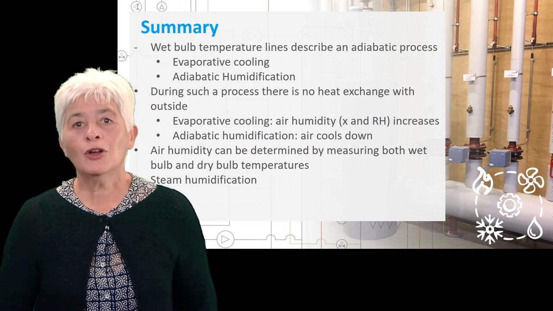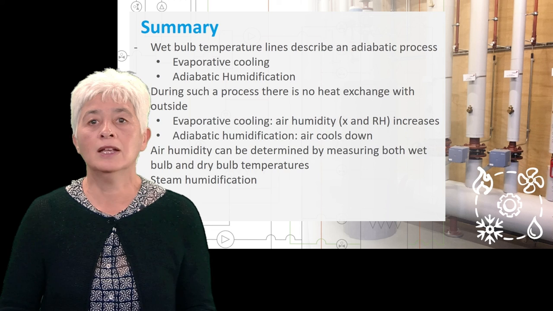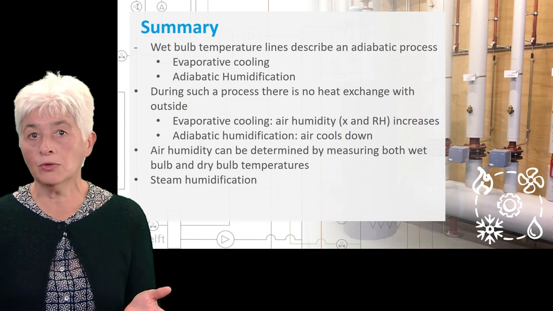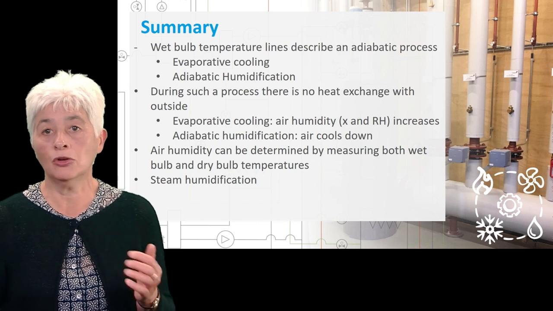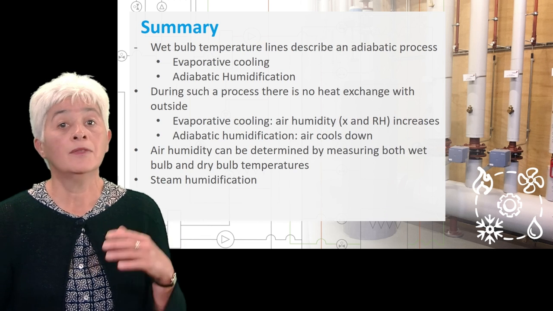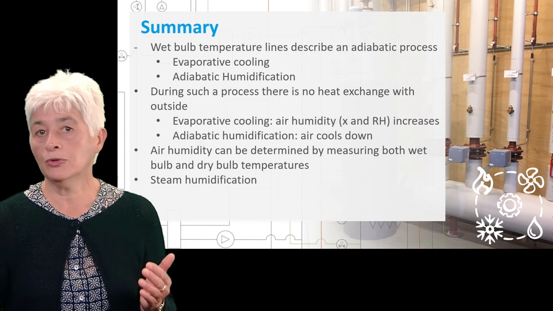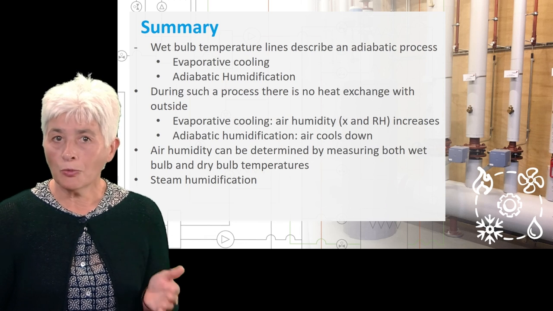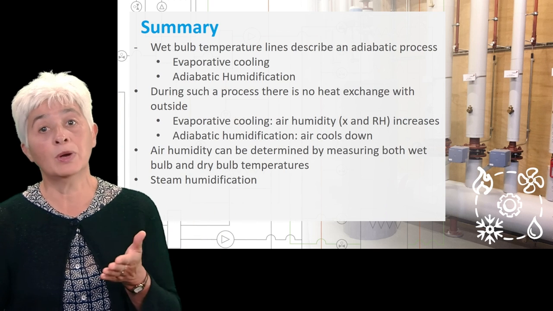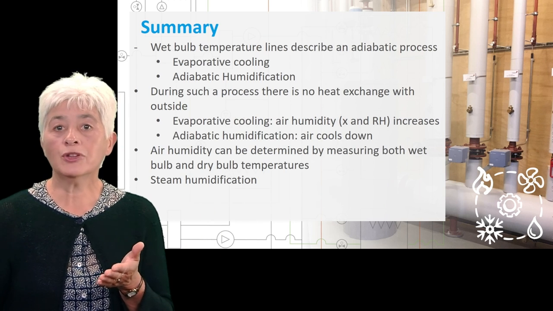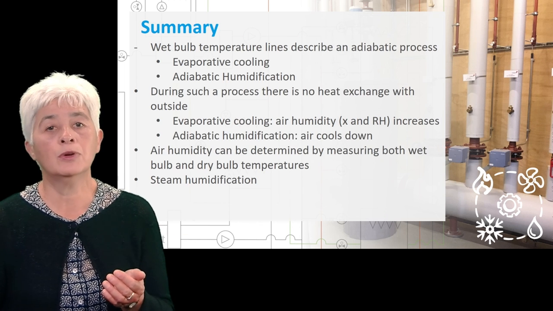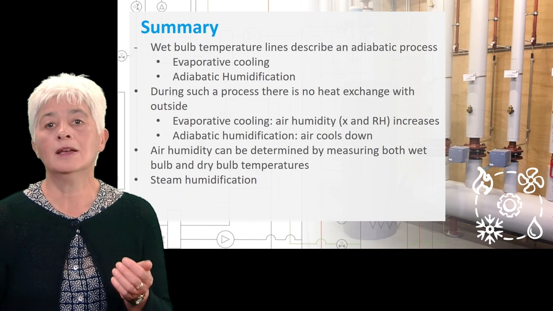To summarize this lecture, you have learned that the wet bulb temperature lines describe an adiabatic process, which is the process followed by evaporative cooling, which is the same as adiabatic humidification. During such a process, there is no heat exchange with outside, the air humidity increases and the temperature decreases. You are also aware that air humidity can be measured by measuring both the dry bulb and the wet bulb temperatures. And finally, we studied the process of steam humidification that, depending on steam temperature, may contribute to heating the air.